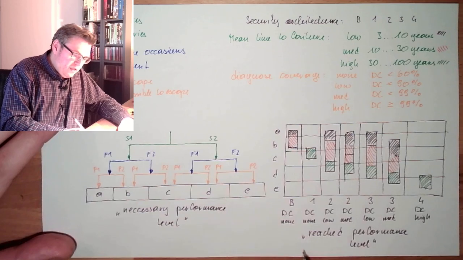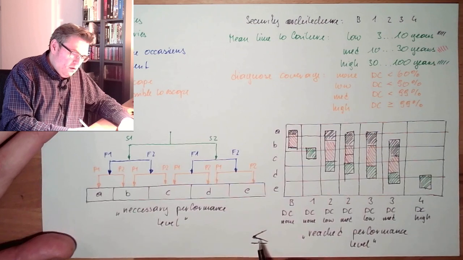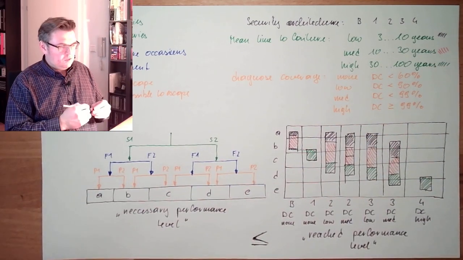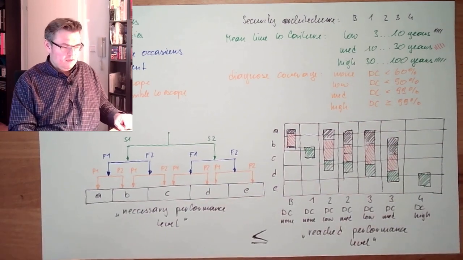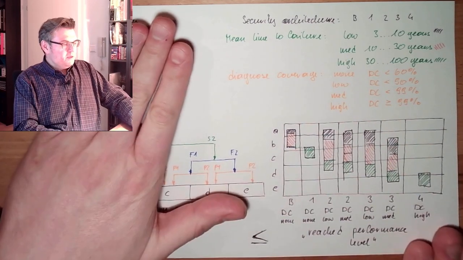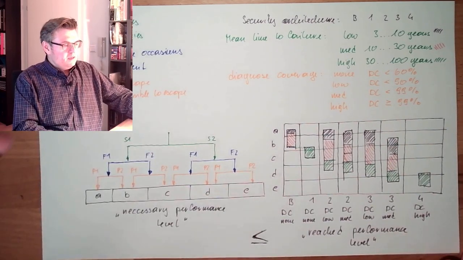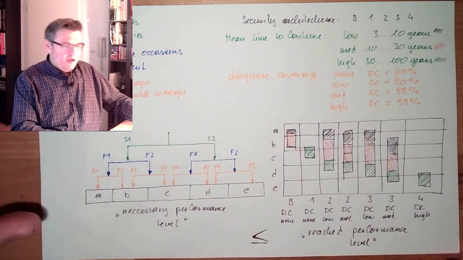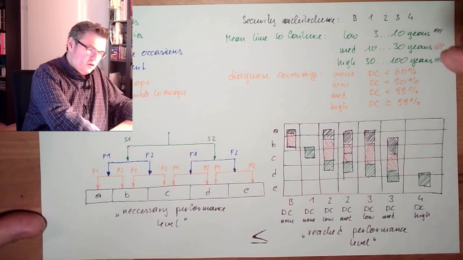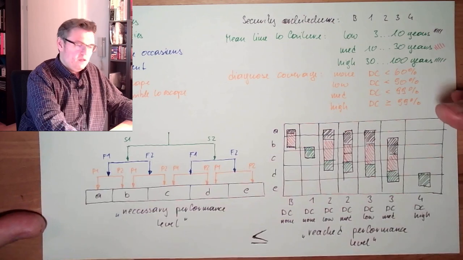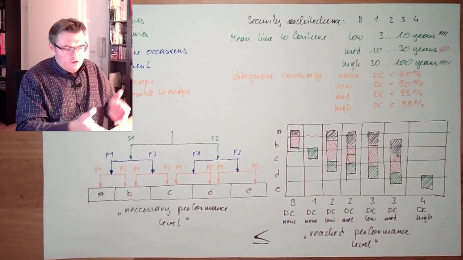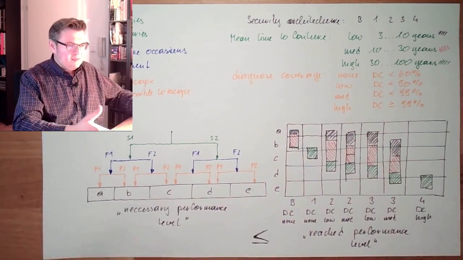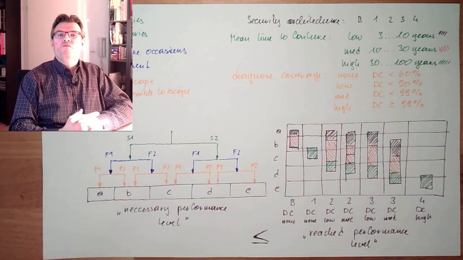The reached performance level has to be bigger or equal to the necessary performance level. This is how it works. The necessary performance level is determined by the injuries, the frequency, and the likelihood to escape, and the reached performance level according to security architecture, the mean time to failure, and the diagnosis coverage. Go into this graph, and compare. This is risk assessment according to performance level.